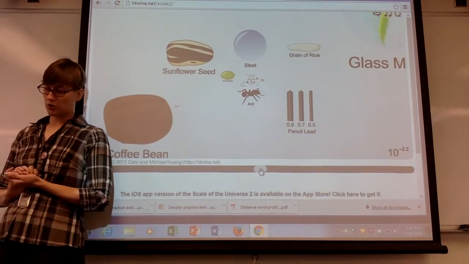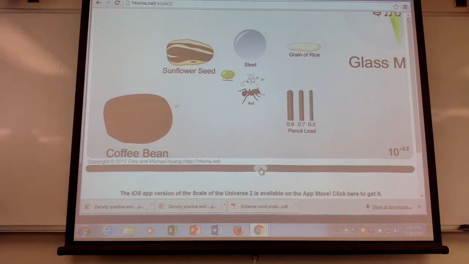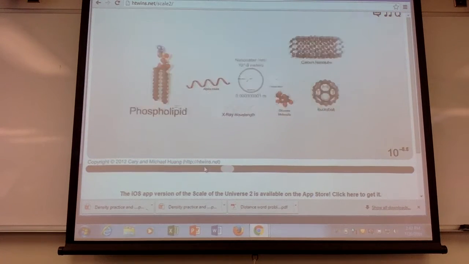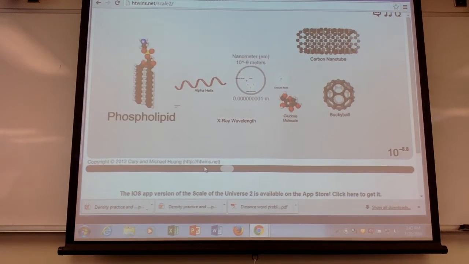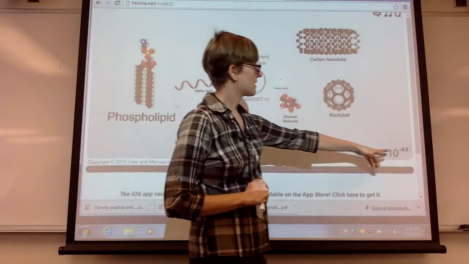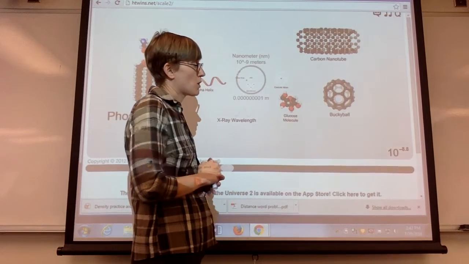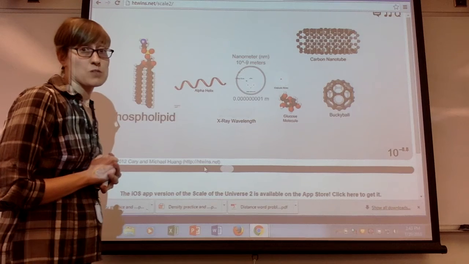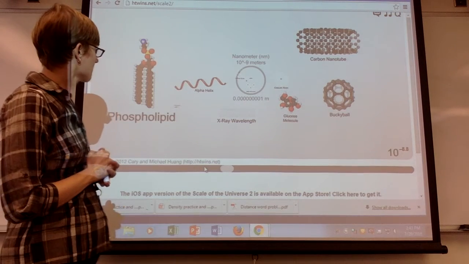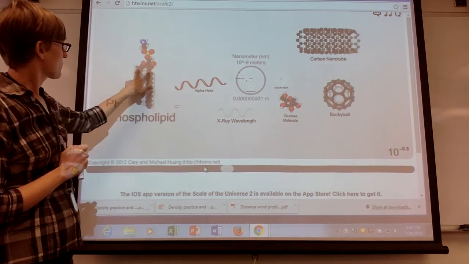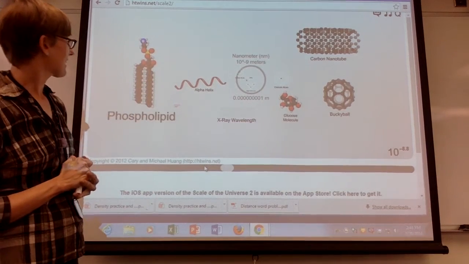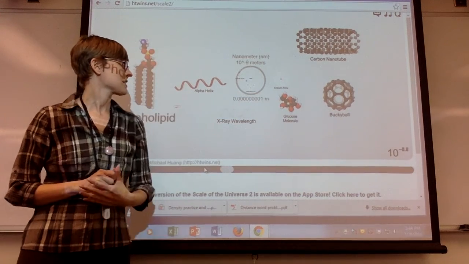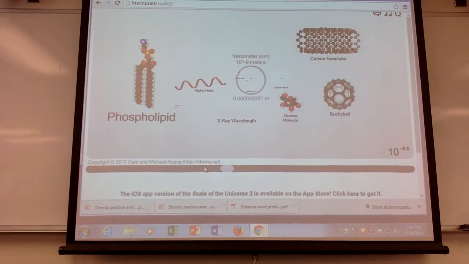I'll scroll to the smaller things just so that you can see what would be even smaller. So now we're seeing 10 to the negative 8. So that's 1 with 8 zeros after it. And here we're looking at nano. So maybe you've heard of nanotechnology. And we're also looking at phospholipids. So these are what the fats that are in your body look like. Also atoms, right? So you can see that we're getting very small.